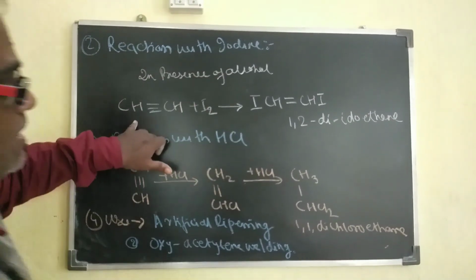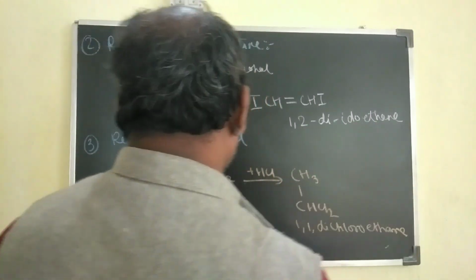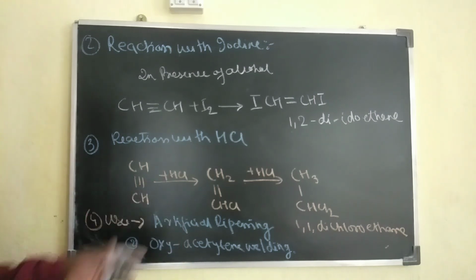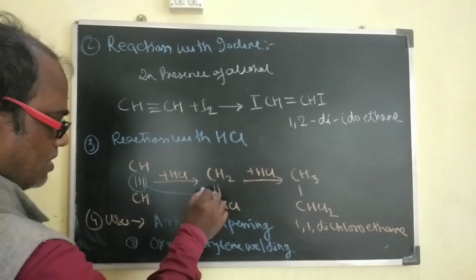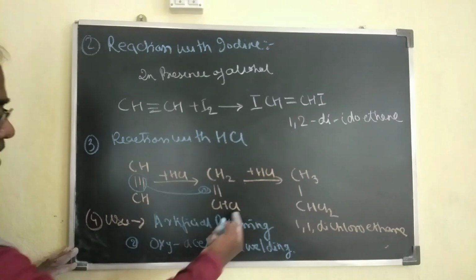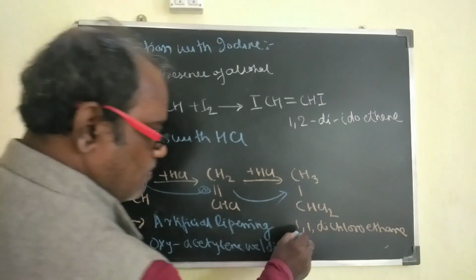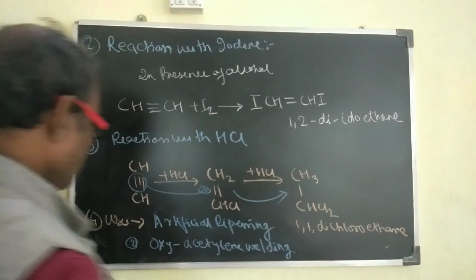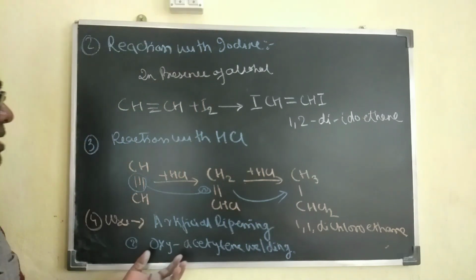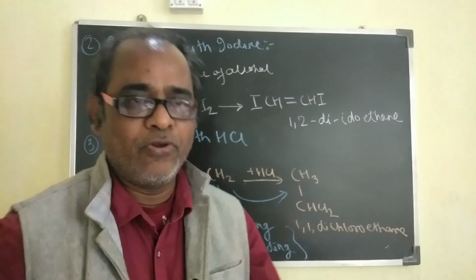Iodine reacts with ethyne in the presence of alcohol to form 1,2-diiodoethene. Also, with HCl the addition reaction takes place. Here the triple bond is changed to a double bond, then H is added over here and Cl is added over here. In this way again it has been changed into a single bond. So finally it forms 1,1-dichloroethane. And the main use of ethyne is artificial ripening of fruits, and number 2 is oxyacetylene welding. These 2 uses you must know before your exam.